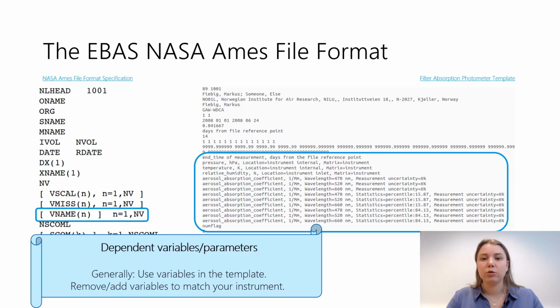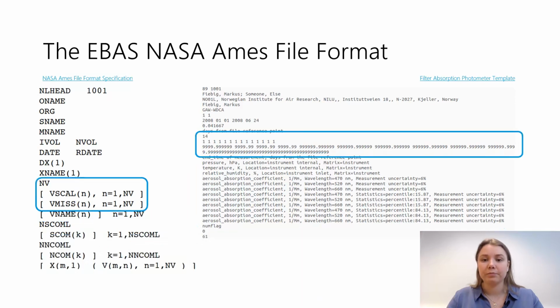In general, you should use the variables that are in the template. If there are any variables that you have not measured, or if you measure more, you need to add and remove here. An example of this is for filter absorption photometers. Depending on the instrument used, you can measure other wavelengths than given in the template. All valid combinations of parameters are available in the EBAS data submission manual.